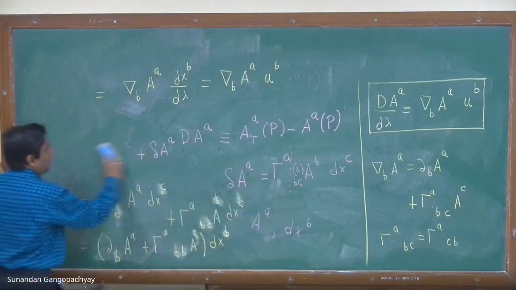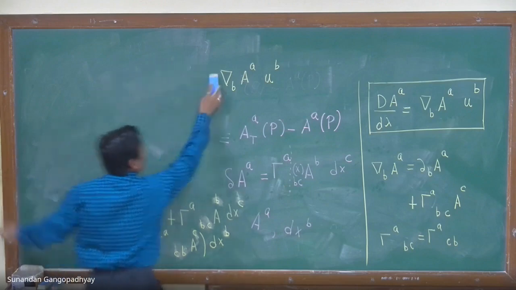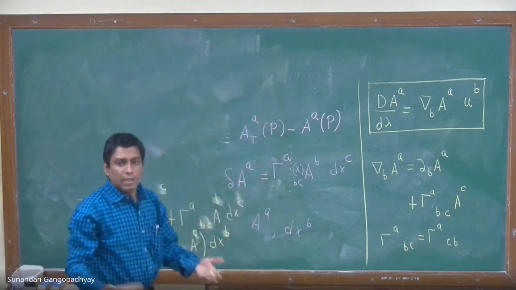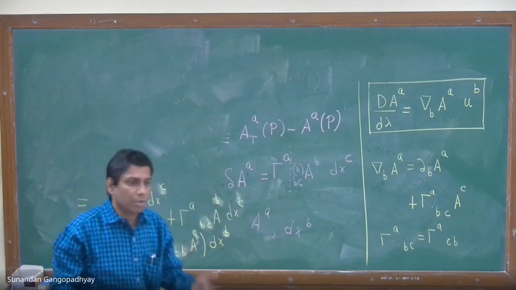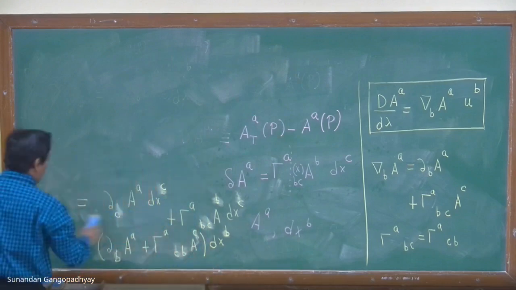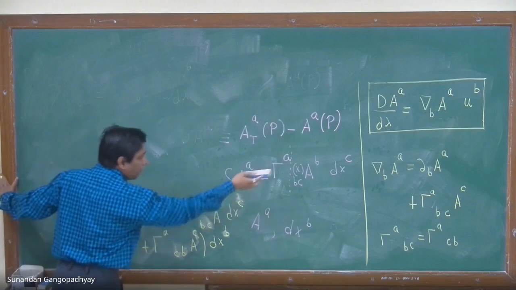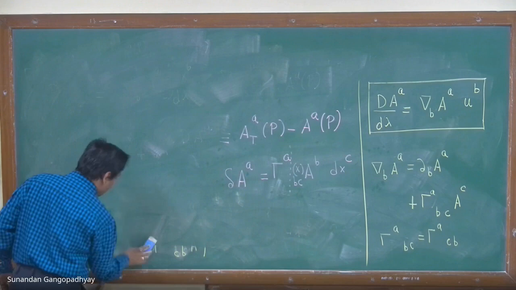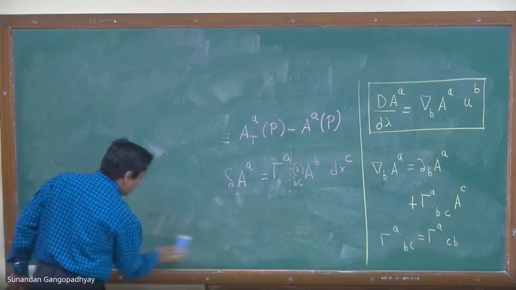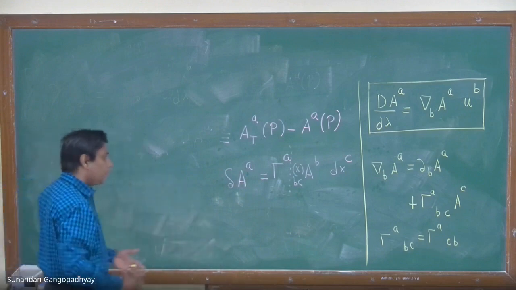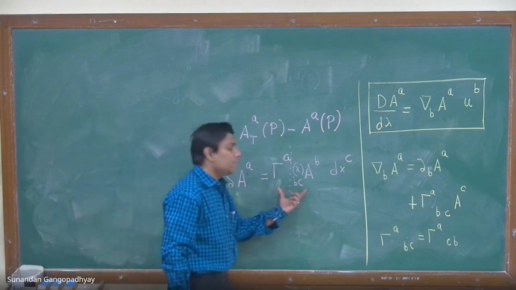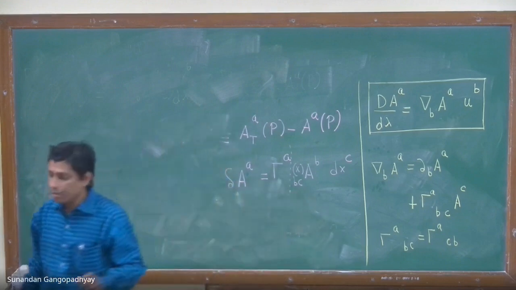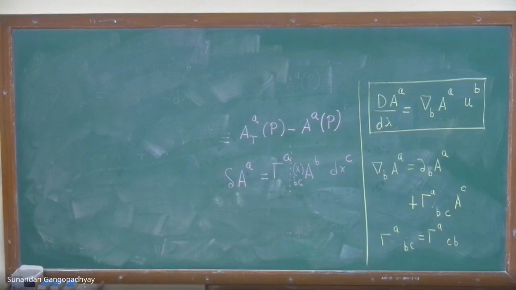Okay, let us see how it transforms. You need to know the transformation property of this connection. By the way, this is called the Christoffel connection. We need to find out the transformation property of this object. But before even calculating, what we can say is that this does not transform like a tensor. That you can say already. So let us see how we can deduce the transformation property.